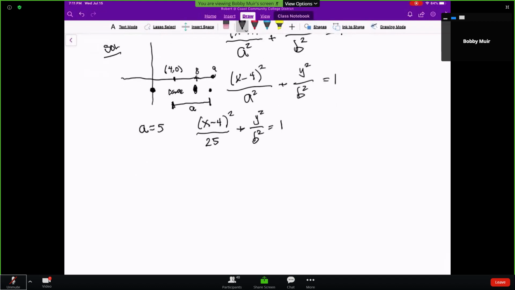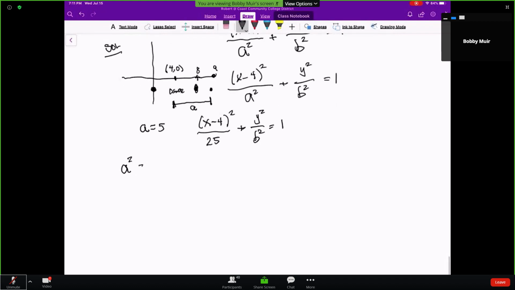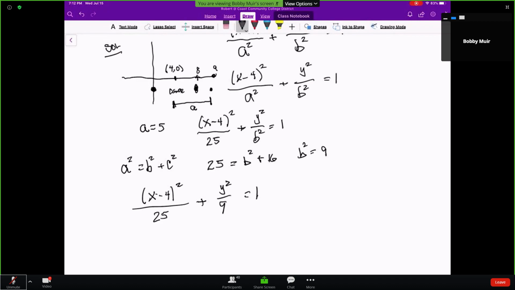The only thing left to do now is find b. Well, remember, a squared equals b squared plus c squared. So that means that 25 equals b squared plus c squared, which was 4 squared, which is 16. So that means that b squared is 9. And so our equation is x minus 4 squared over 25 plus y squared over 9 equals 1.